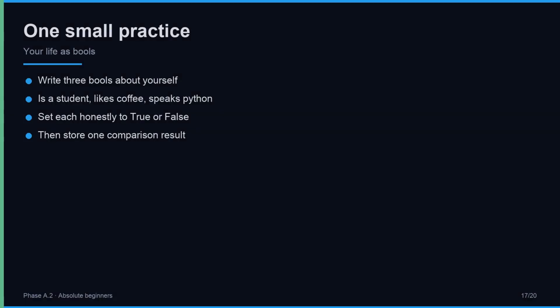1 tiny practice. Write 3 bool variables about yourself. Is a student, likes coffee, speaks Python, and set each to true or false honestly. Then write 1 comparison, like your age greater than 18, and store its result. Reading your own life as true or false values is a gentle, memorable way to make the bool type feel real. Your life is bools.